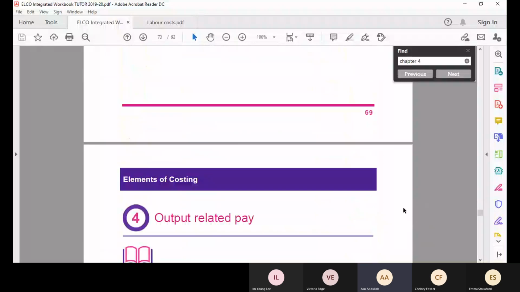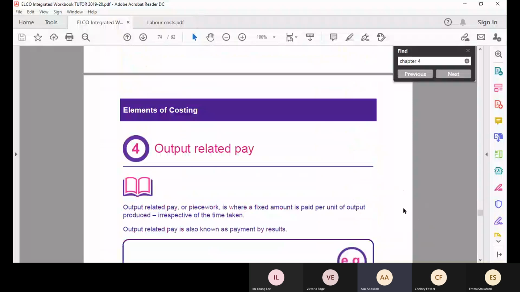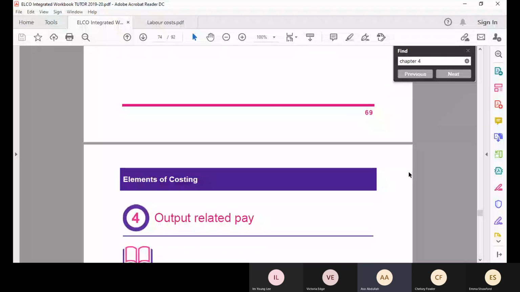Let's move to labor cost based on output. Hi. What pages are you on now, please? It is on page 69. Thank you. 69 or 74.